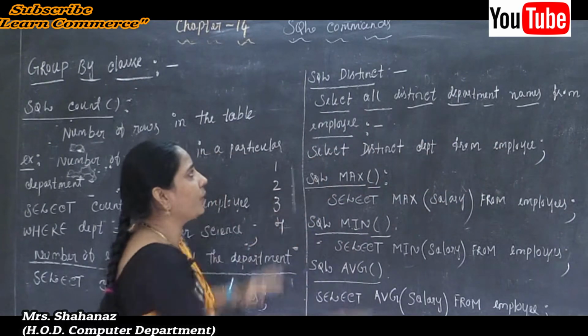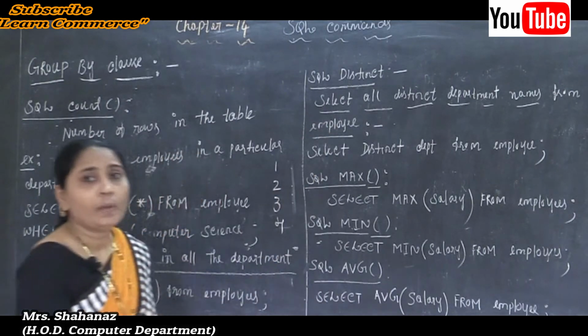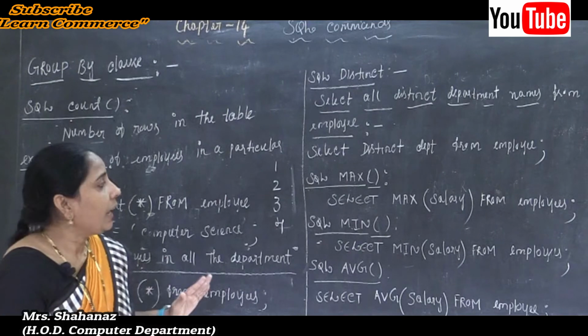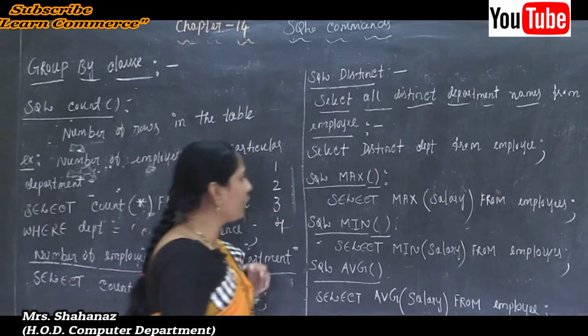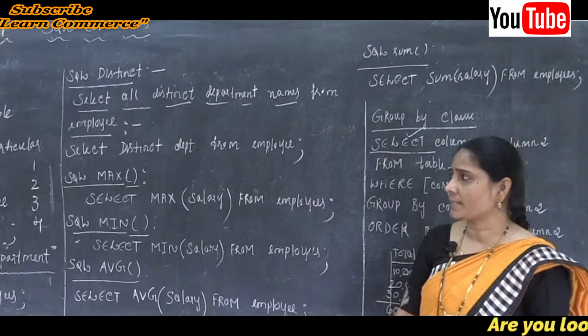And why are we using it? Because to select all distinct department names from the employee table. Okay, and later after that, about our SQL max function. So what about the SQL max function?